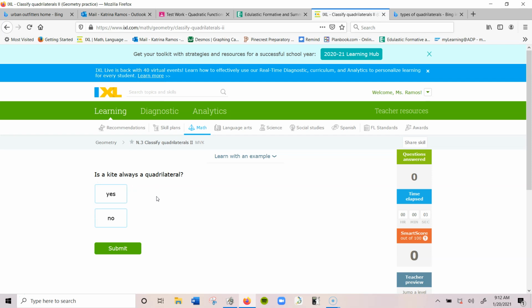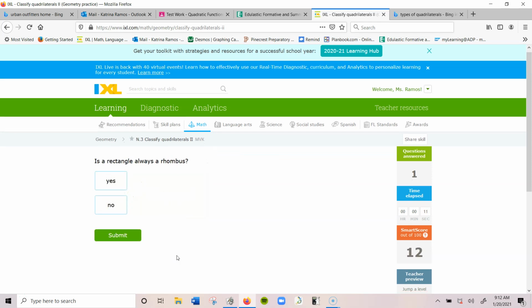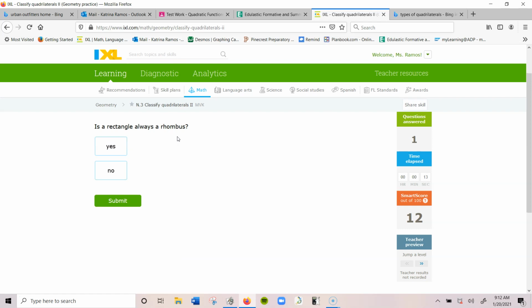So is a kite always a quadrilateral? All of these shapes here that we've been seeing are quadrilaterals because it has 4 sides. So yes. Is a rectangle always a rhombus? No, because rectangles can have opposite sides, adjacent sides, so ones next to each other would be different. So no.